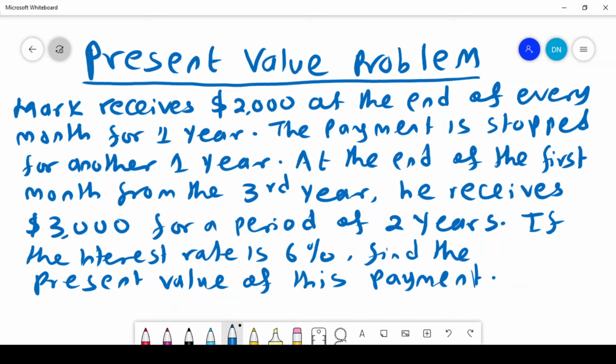We have a present value problem. Mark receives $2,000 at the end of every month for 1 year. The payment is stopped for another 1 year. At the end of the first month from the third year, he receives $3,000 for a period of 2 years. If the interest rate is 6%, find the present value of this payment.